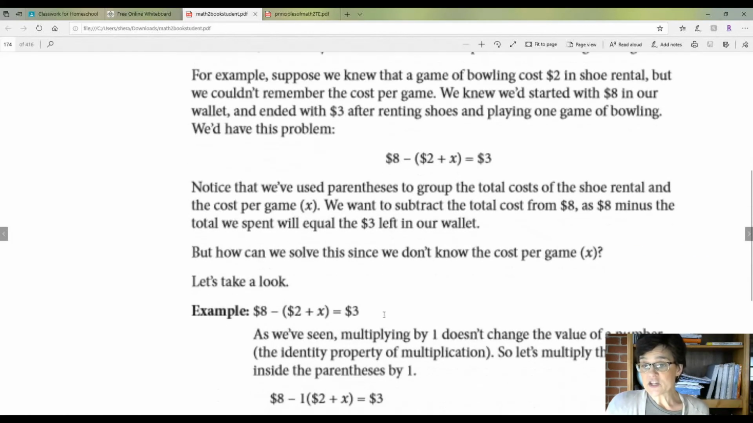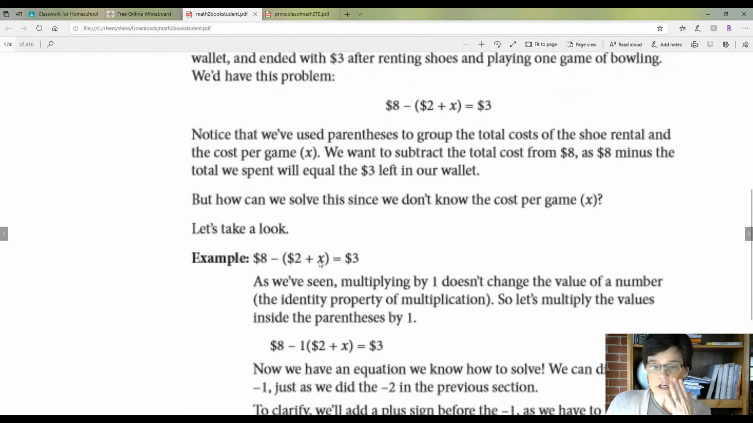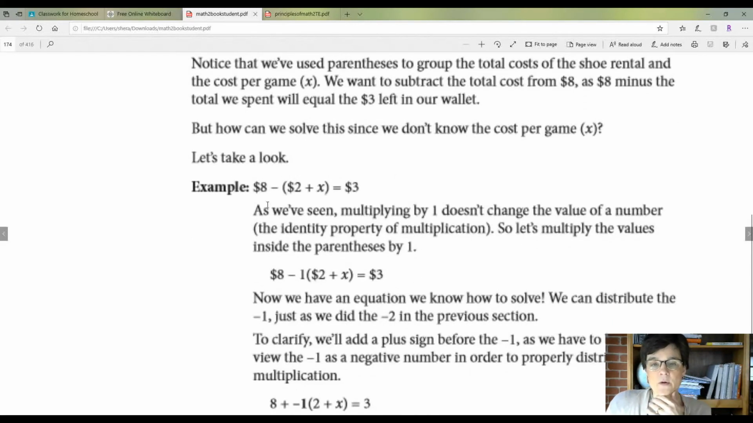Notice that we use parentheses to group the total cost of the shoe rental and the cost per game, which we didn't know what it was, so we said X. We want to subtract that total cost from $8, because 8 minus the total we spent would equal the $3 left in our wallet. But how can we solve this since we don't know the cost per game? We'll take a look.